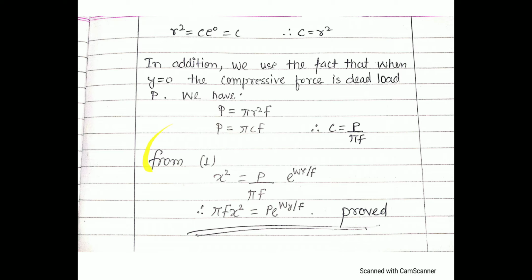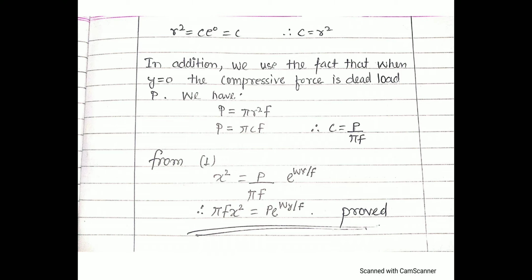From equation 1 we have x square is equal to P by pi f times e to the power w y divided by f, which on further solving gives pi f x square is equal to P into e to the power w y divided by f. Hence proved.